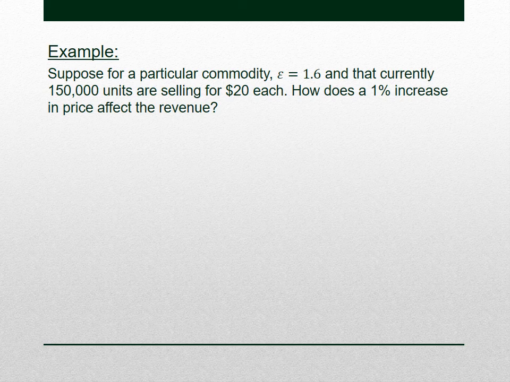So for this type of problem where you're given current units and current price, and it asks how it affects the revenue, the answer we're looking for is something like revenue increases by however many dollars or decreases by however many dollars. We're not just looking for whether it increases or decreases, but we want a specific number here.